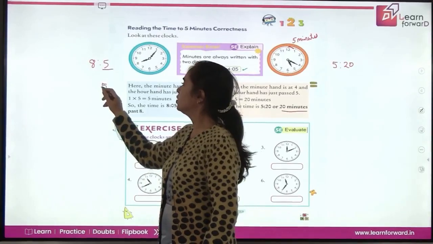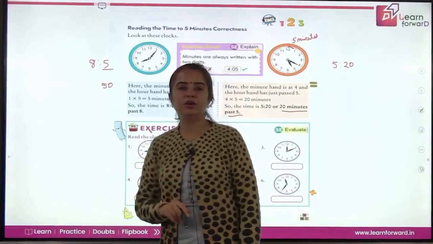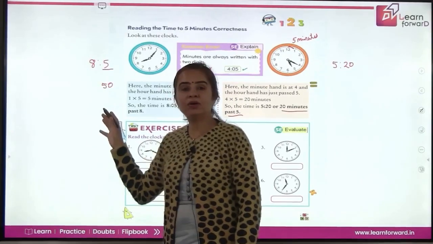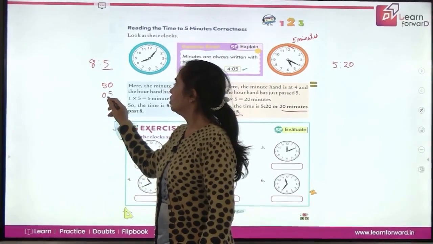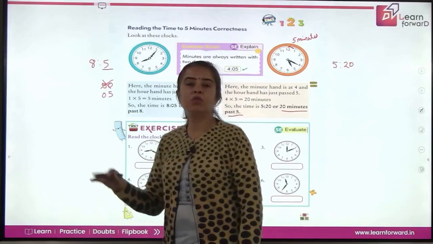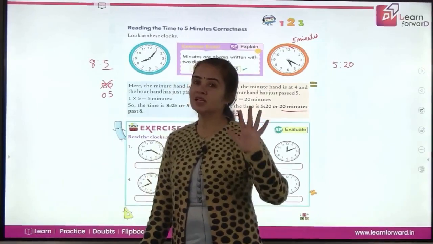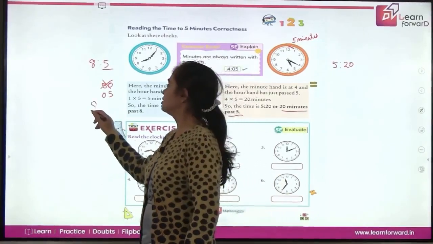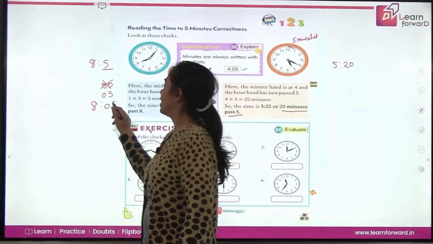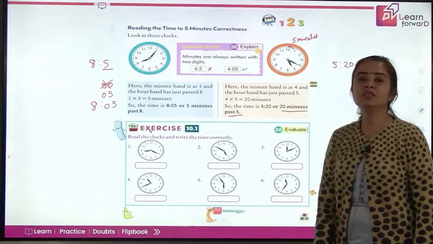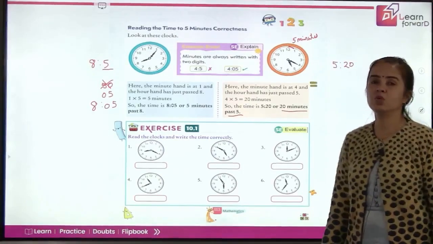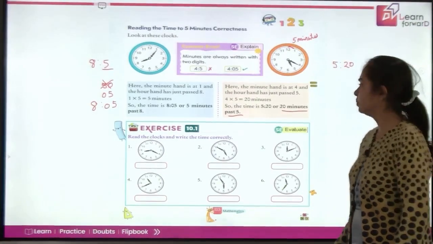Good. So is it correct to say 50? What is it now? It is 50. So what do you think? Is it correct to say 05? What is it still? It is still 5. So when only 5 minutes have gone, you will write it as 8 hours 05 minutes. Remember, minutes always have 2 places when you are writing the time, right?